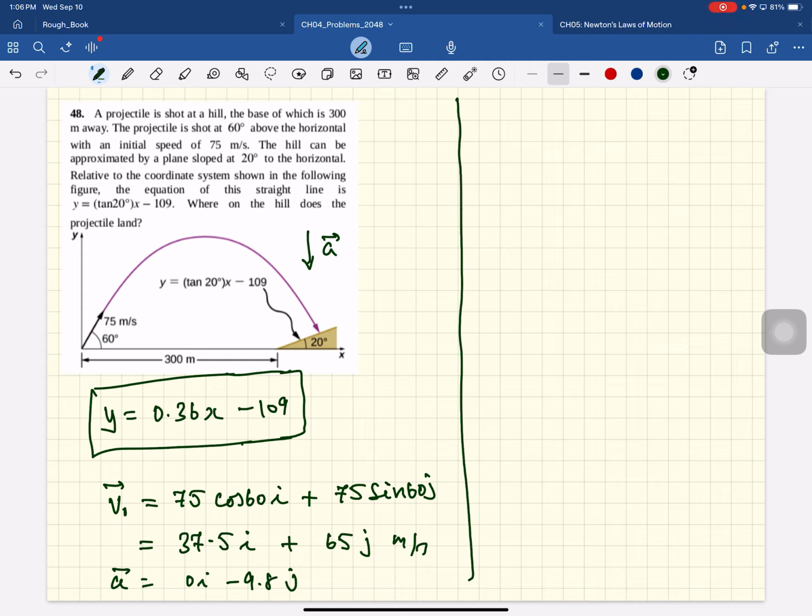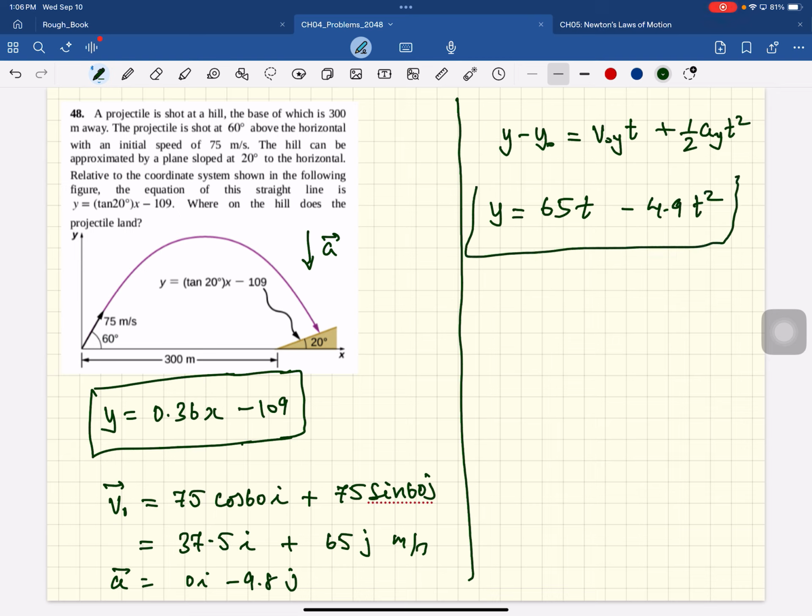All right, so now let's write down the x component, y component of the motion. y minus y naught equal to v naught y t plus 1/2 ay t squared. So y naught was 0, v naught y is 65, t, ay is negative 9.8, so this is minus 4.9 t squared. Okay, so there's the y component of the motion. So this gives you the y coordinate of the landing spot.